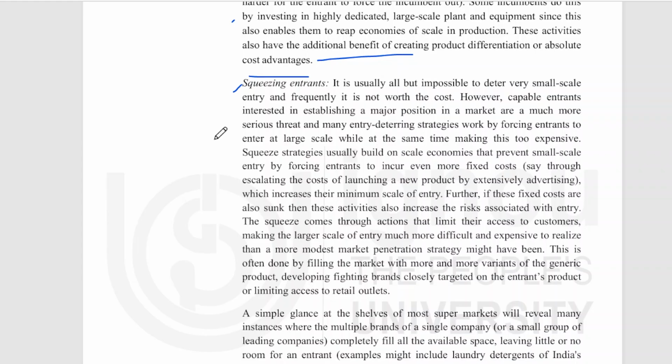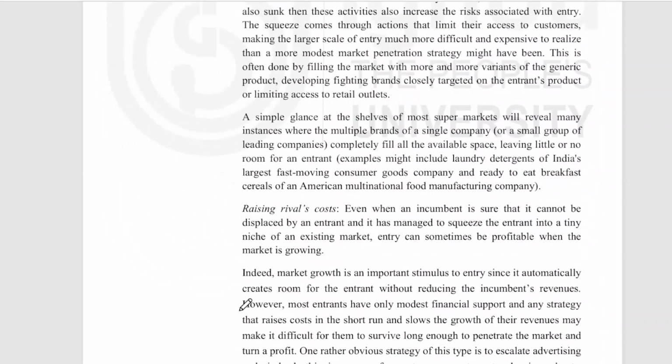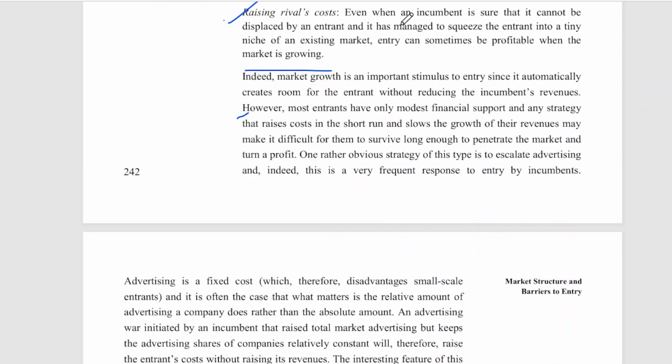However, capable entrants interested in establishing a major position in the market are a much more serious threat, and many entry deterring strategies work by forcing entrants to enter at large scale while at the same time making this too expensive. And next is raising rival cost. Even when an incumbent is sure that it cannot be displaced by an entrant, and it has managed to squeeze the entrant into a tiny niche of an existing market, entry can sometimes be profitable when the market is growing.